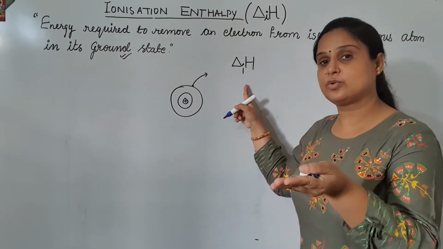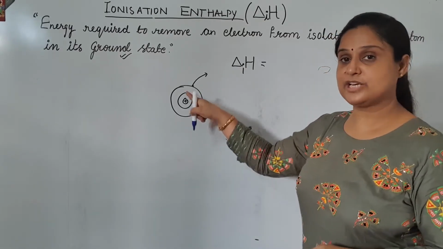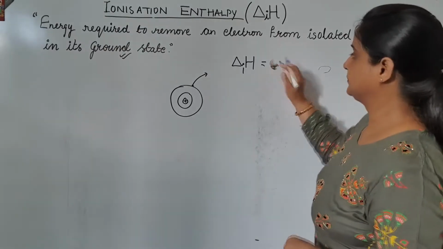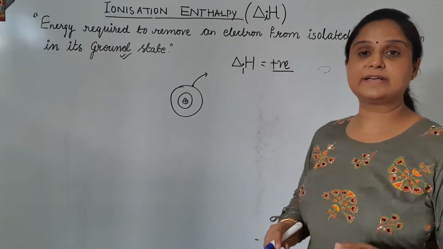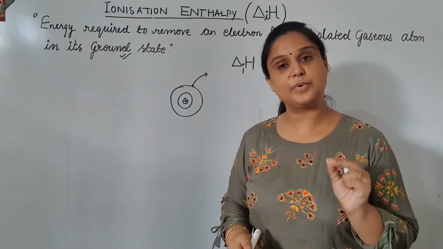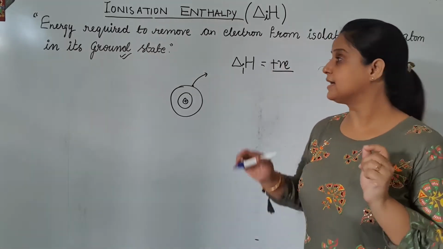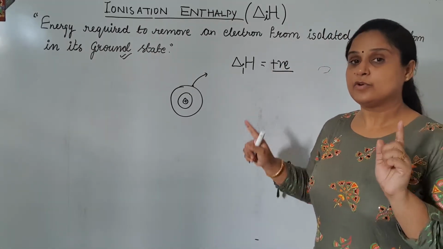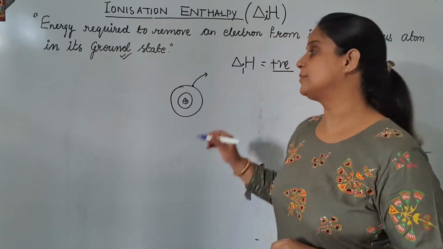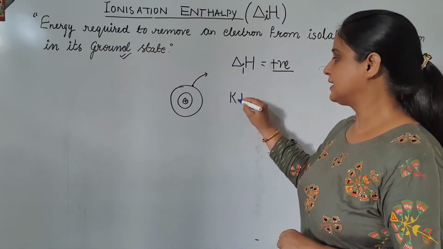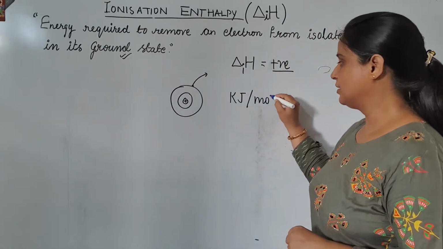Definitely the energy is required, so this type of change will be positive. So always you will find that your ionization enthalpy will be positive in nature. So delta IH will be positive. What will be the unit of ionization enthalpy? Obviously it will be taken in kilojoules per mole.